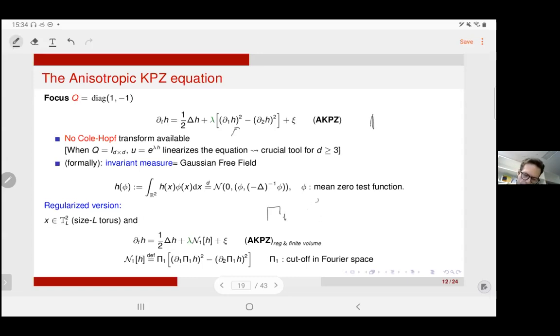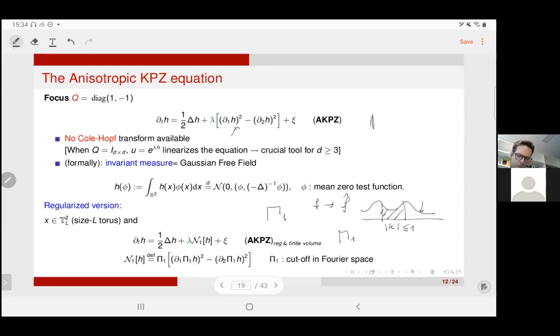So if you have a function f, you go to Fourier space, you get f hat, it has some shape, I don't know, like this. And once you act with pi one, what it's doing is just taking the Fourier transform of f and keeping only the part with k smaller than one. All the rest is put to zero. So it's cutting all the modes larger than one, which automatically makes the function regular. So once you do that, this nonlinearity is perfectly well defined, because pi one h will be differentiable and everything. You can differentiate, take the square and do stuff.